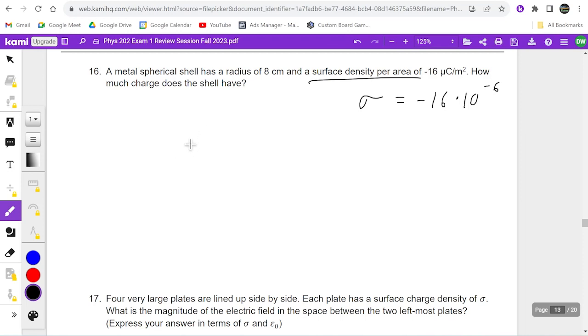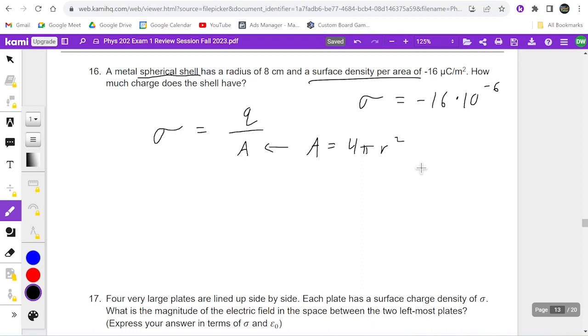To do that, I'm probably going to start with the surface charge density equation, because I don't even think I need Gauss's law right now. That density is equal to charge Q over area A. Since I said it's a spherical shell, that means that A is going to be 4 pi r squared, like I said it usually is.